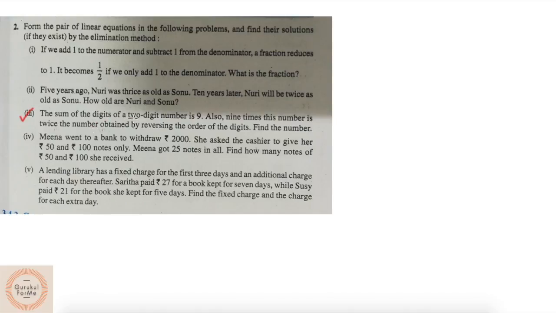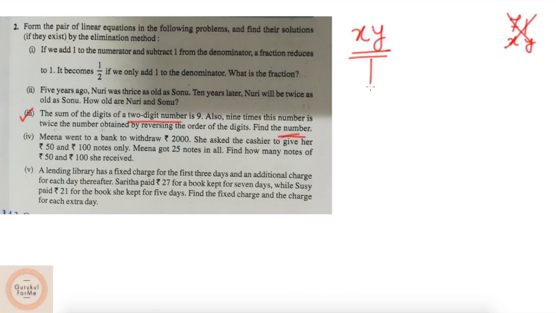The sum of the digits of a 2-digit number is 9. Brilliant. Also 9 times this number is twice the number obtained by reversing the order of digits. The wording is tricky. No problem. My favorite digits are X and Y, because I don't know what the digits are. For example, it's 71. So X is 7, Y is 1. Just an example, but which is not the case. We'll have to figure out what's the answer.